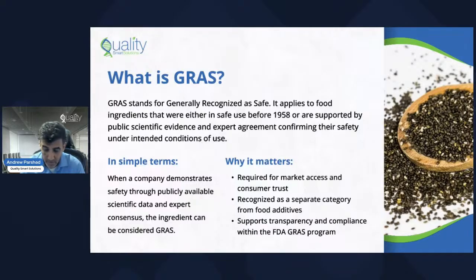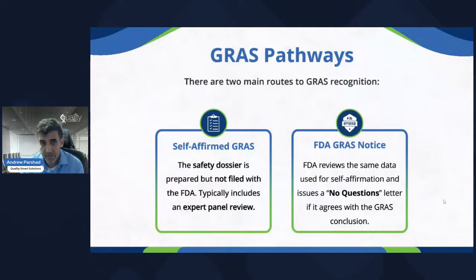Buyers are asking ingredient suppliers, "Can you prove that it's GRAS? Do you have a GRAS dossier prepared? We won't place a PO unless you have proven that." So that's an important business tool, I guess you could call it, for you to actually get buyers to purchase your ingredient. So there are two pathways, as I mentioned.